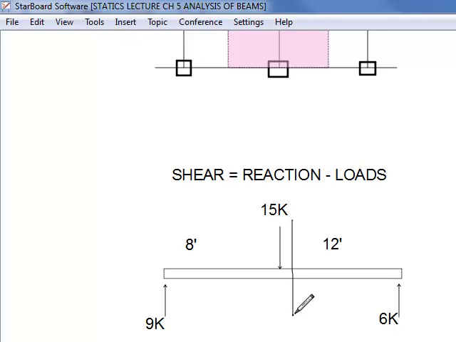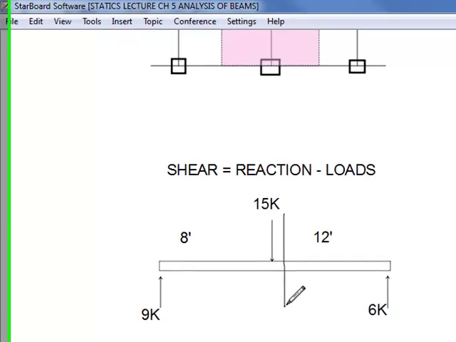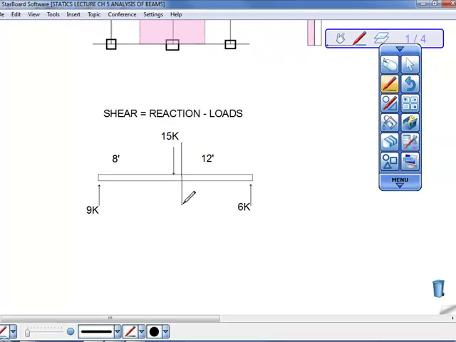The reason that we are concerned about shear is because the greatest tendency for a beam to fail by bending is at the section of the beam where the value of shear is 0. So we need to figure out where that value is, because that's where the beam needs to be the strongest. So then I'm going to show you some shear diagramming.